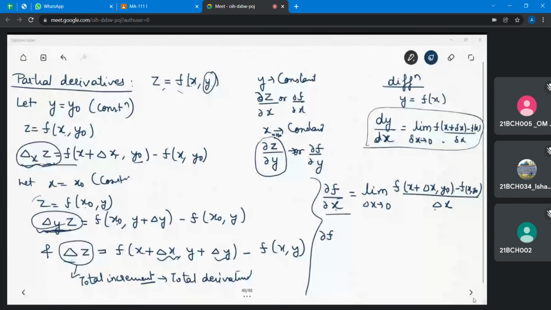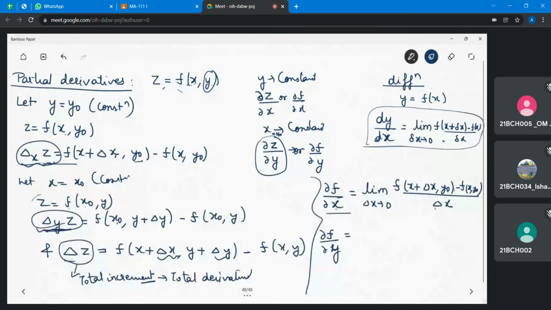Similarly, the partial derivative of f with respect to y, so that means we are treating x as a constant. So this is defined as the increment in z with respect to y. So this is f(x naught, y naught plus delta y) minus f(x naught, y naught) upon delta y. If this limit exists, so this is called the first order partial derivative of f(x, y) with respect to y.